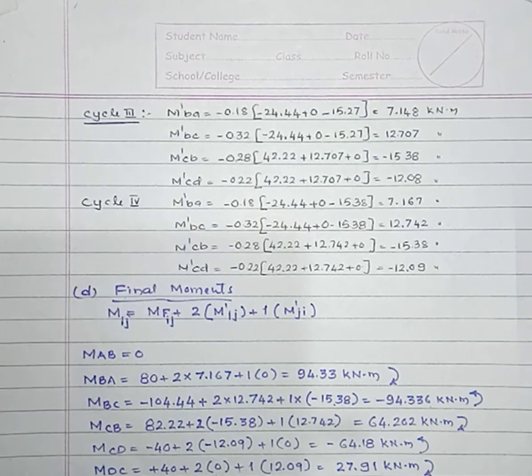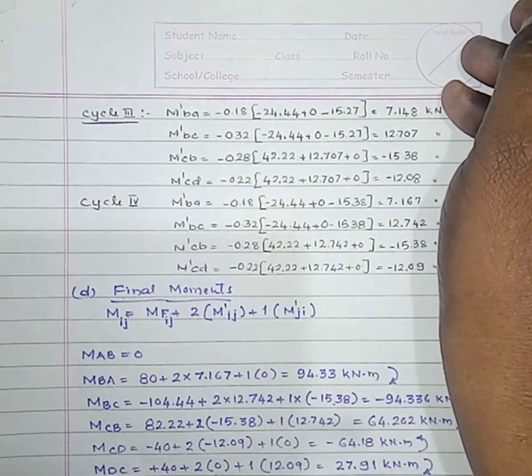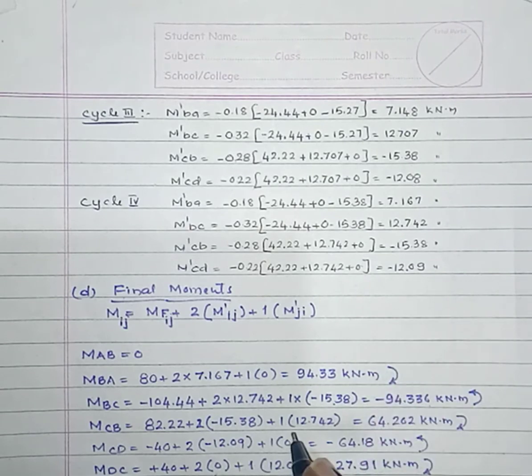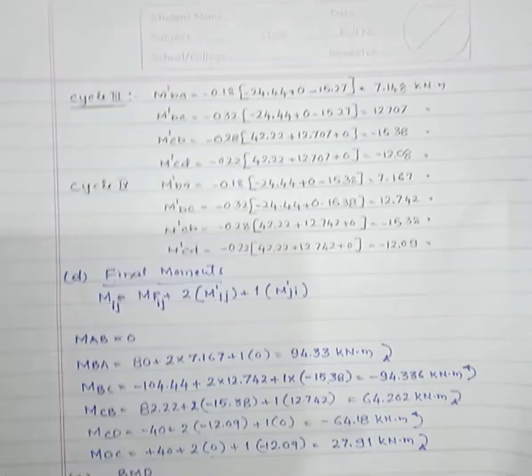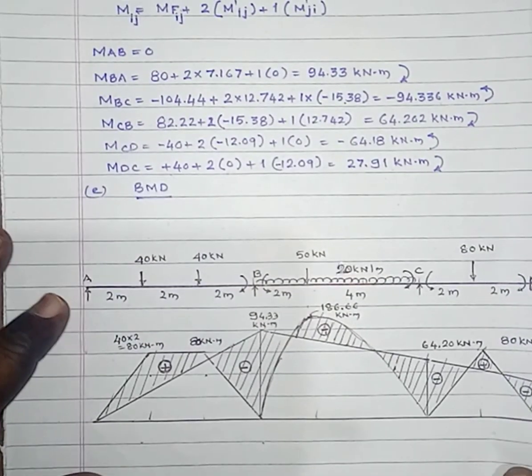Then MDC, at fixed end, the sum of the fixed end moment is 40 plus 2 times near end contribution, that is 0, and far end contribution, that is 12.09, that one is minus, hence 40 minus 12.09, here you will get 27.91 kilonewton meter, that is clockwise. Now we have got the values of the support moments. Now we are able to draw the bending moment diagram.